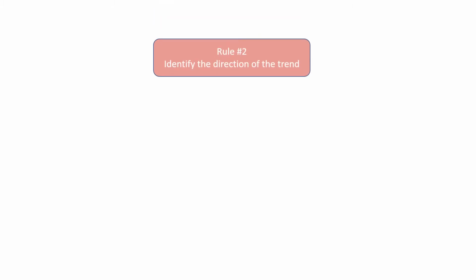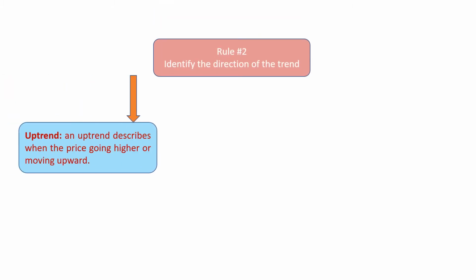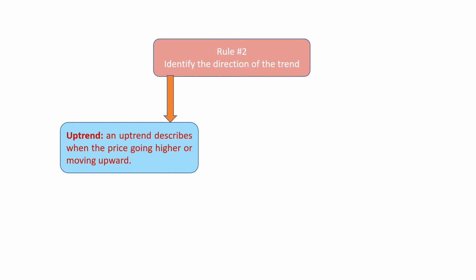Rule number 2, identify the direction of the trend. An uptrend is considered when the price is going higher or moving upward. It is composed of a series of higher swing highs and higher swing lows. As long as the price is making higher highs and higher lows, the uptrend is considered as intact.